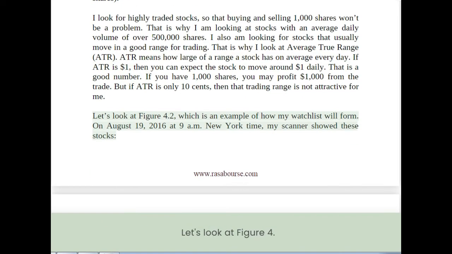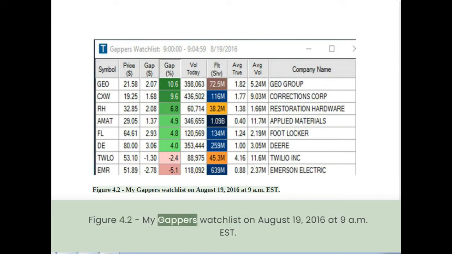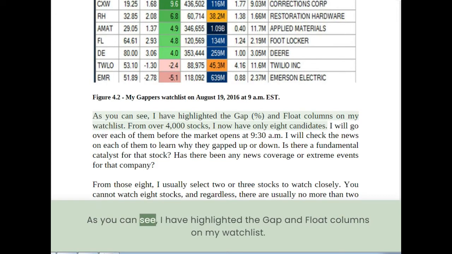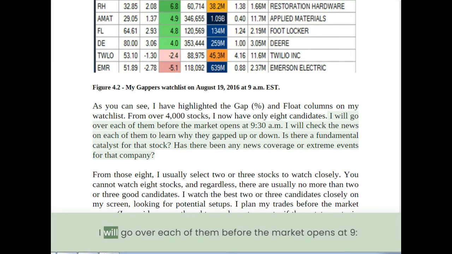Let's look at Figure 4.2, which is an example of how my watchlist will form. On August 19, 2016 at 9 a.m. New York time, my scanner showed these stocks. Figure 4.2: My Gappers watchlist on August 19, 2016 at 9 a.m. Eastern Standard Time. As you can see, I have highlighted the gap and float columns on my watchlist. From over 4,000 stocks, I now have only 8 candidates. I will go over each of them before the market opens at 9:30 a.m.